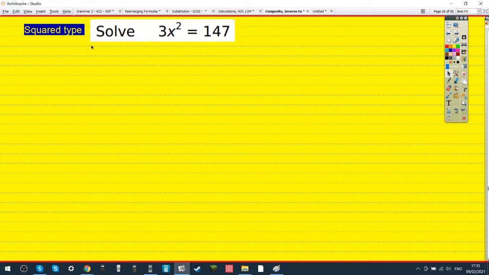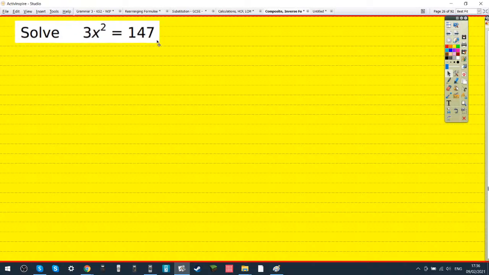Solve 3x squared equals 147. So do you have to take away 3 from each? That's if it was x squared plus 3. What is this one? If it equals, so do you have to do inverse? Yeah. What is the inverse?